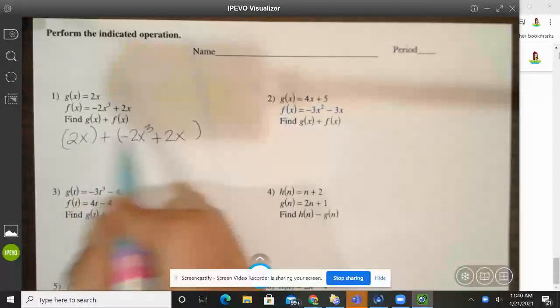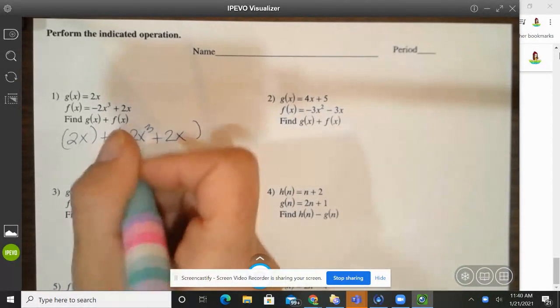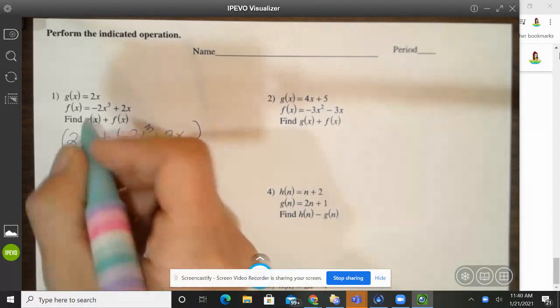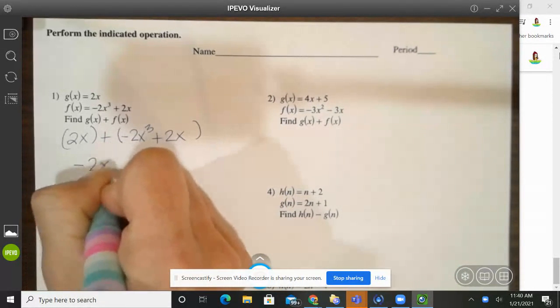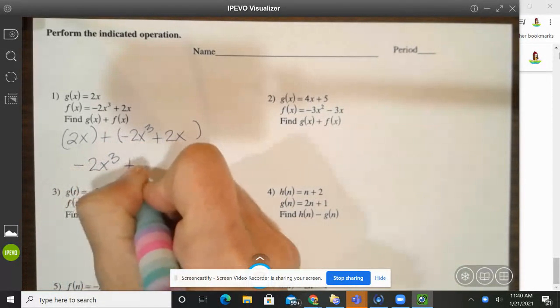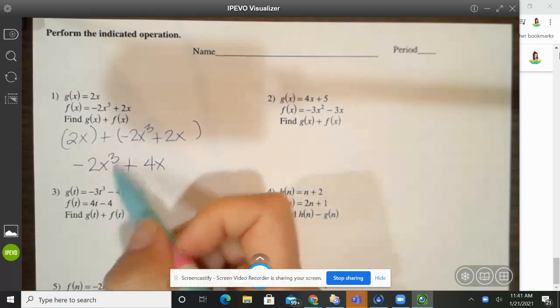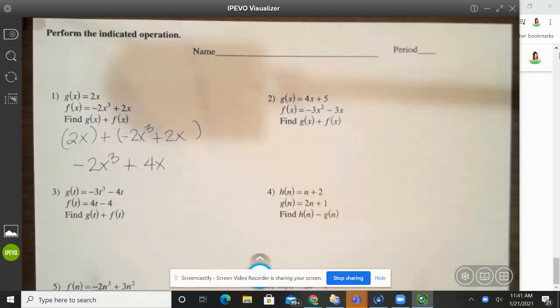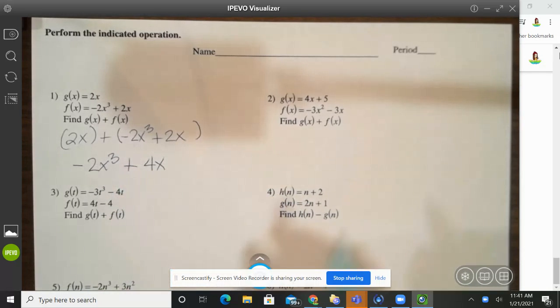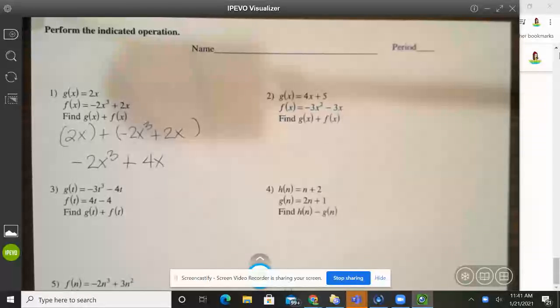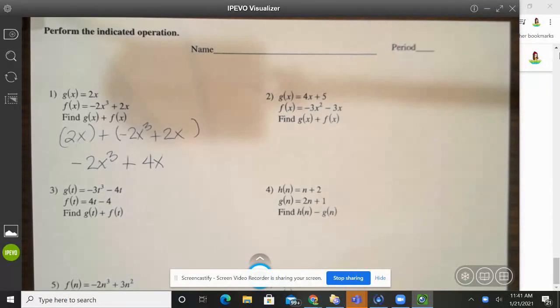So 2x plus 2x is 4x. And then we have this one alone. So that's negative 2x cubed plus 4x. And that's all I can do here. Now you can still simplify this, but I don't need you to simplify this. I just need you to add the polynomials and leave them in that form.